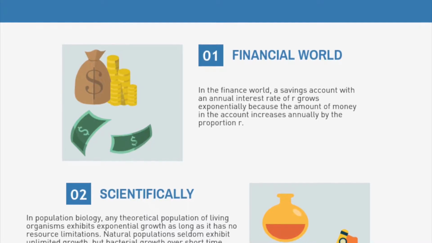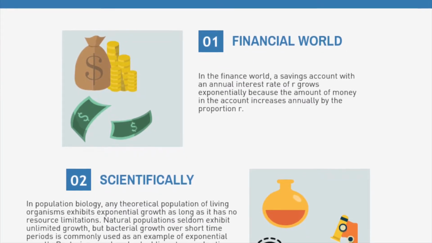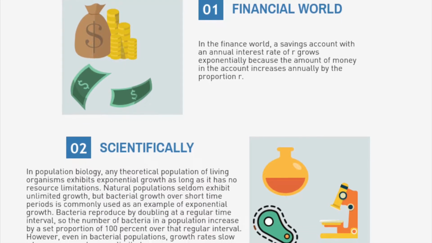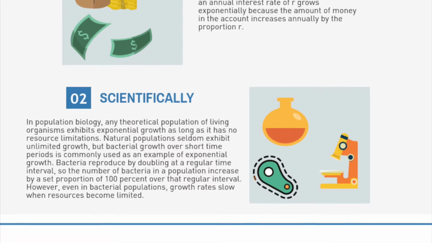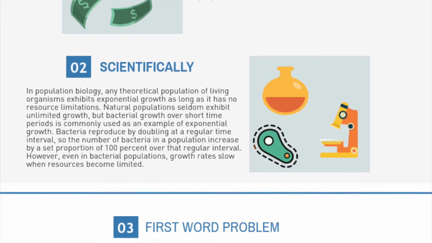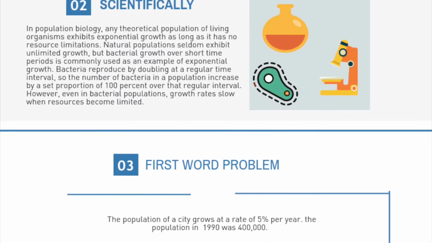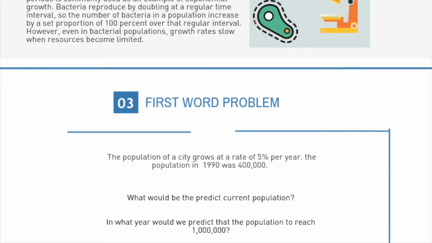In the financial world, a savings account with an annual interest rate of R grows exponentially because the amount of money in the account increases annually by the proportion R. In the scientific world, any theoretical population of living organisms exhibits exponential growth as long as it has no resource limitations. First word problem. The population of a city grows at a rate of 5% per year.